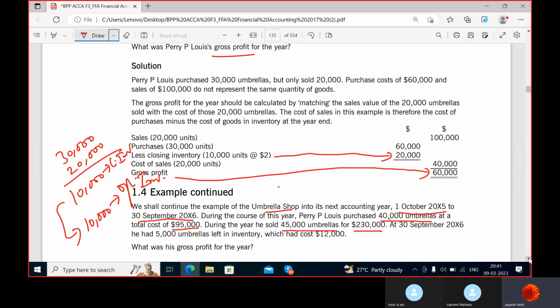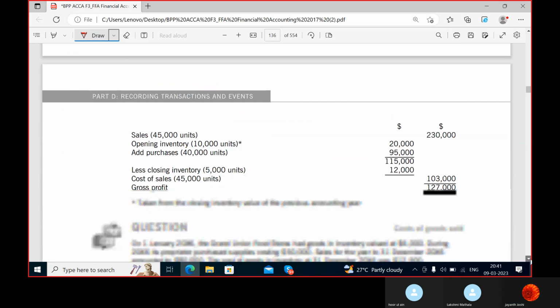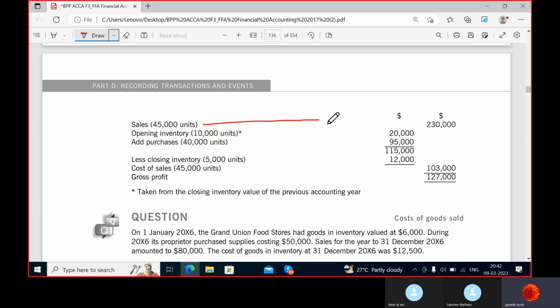So let's now find out the revenue. No need to find out. They have already given the revenue. 45,000 umbrellas are sold for 230,000. So we'll take this. Okay. Opening inventory 10,000 units, $20,000. They purchased 40,000 units in this year for $95,000.